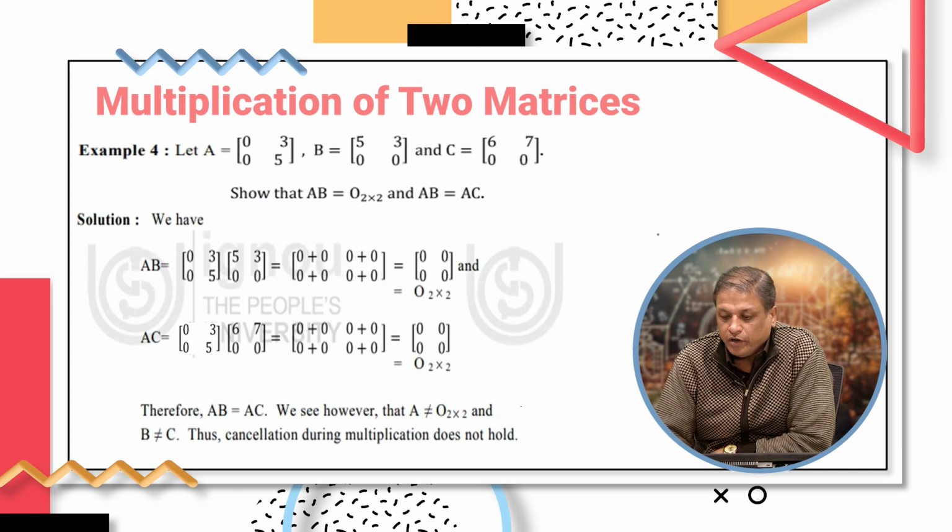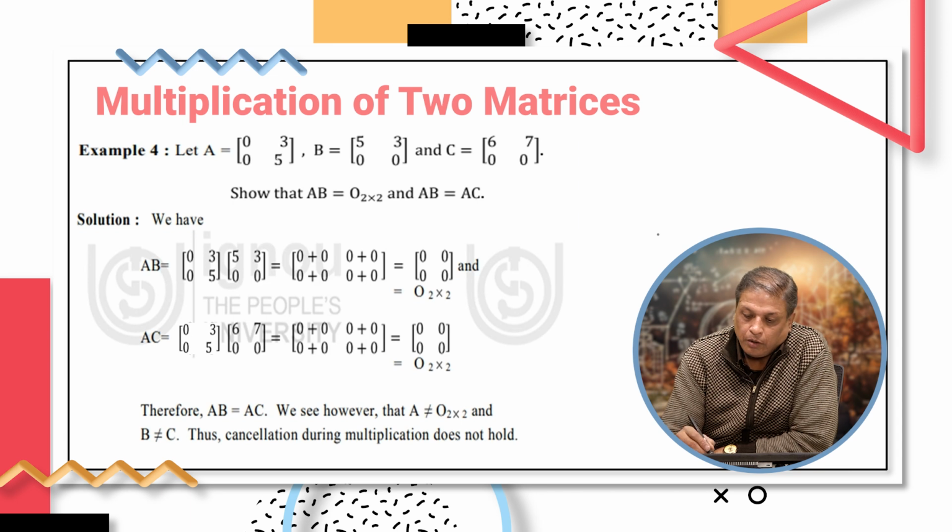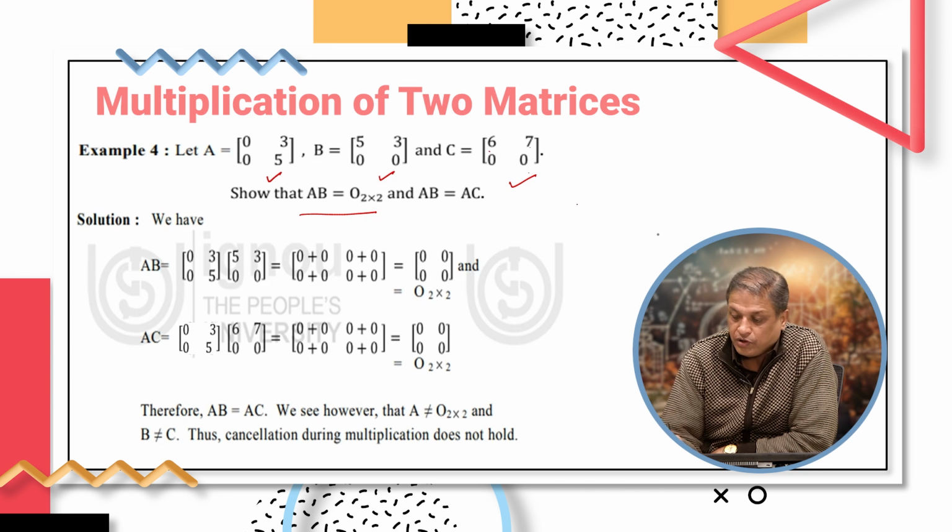So let's solve a numerical. Matrix A is [0, 3; 0, 5], matrix B is [5, 3; 0, 0], and matrix C is [6, 7; 0, 0]. These three matrices are given. Show that AB is a zero matrix, which was the first observation, and that AB is equal to AC.